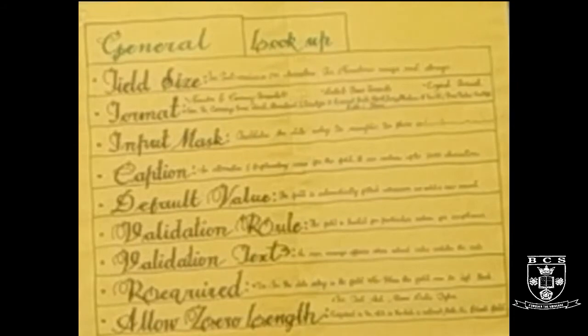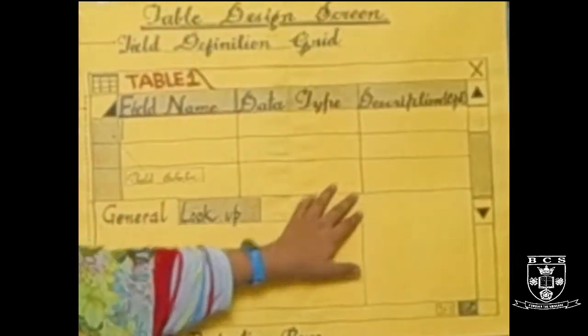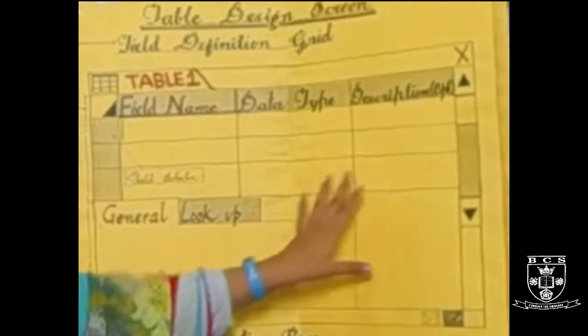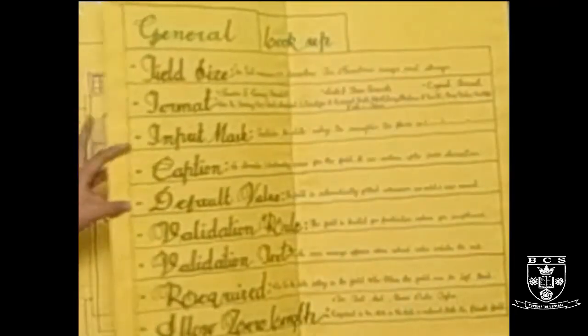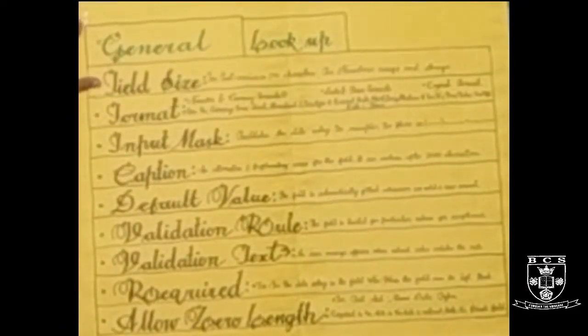So these are the particular properties. On this particular screen we have two different options, that is general and lookup. We have discussed the lookup field, now we are discussing this general section. In this general section we have the different properties that are written over here. These are basically the 9 properties.